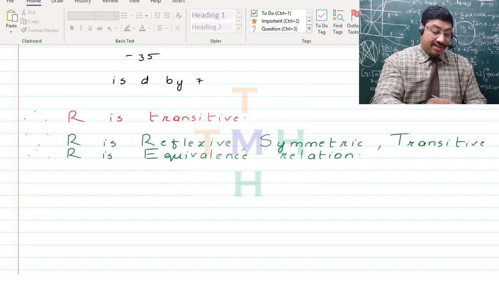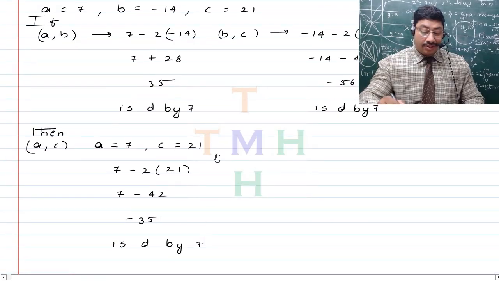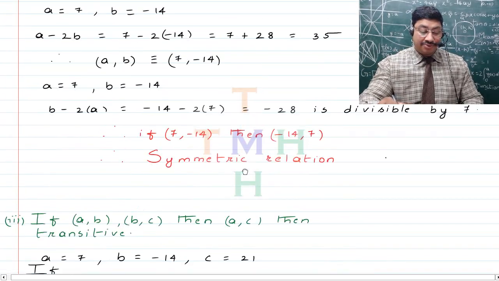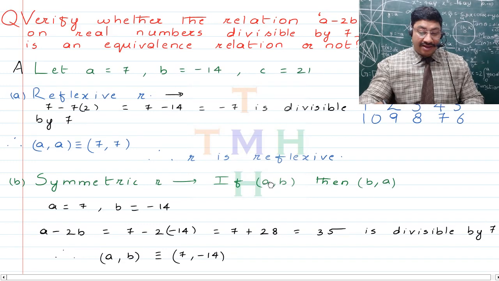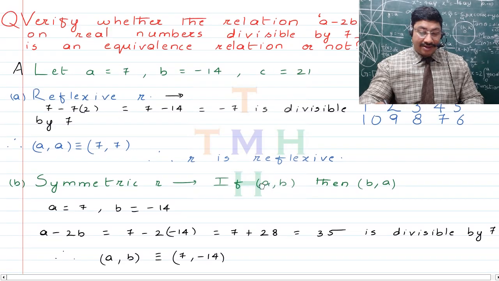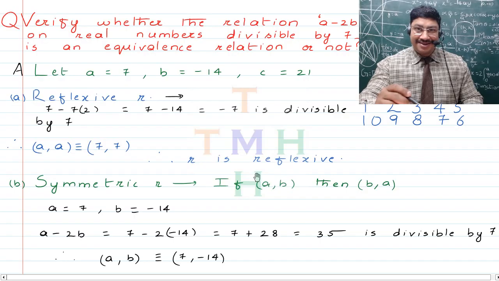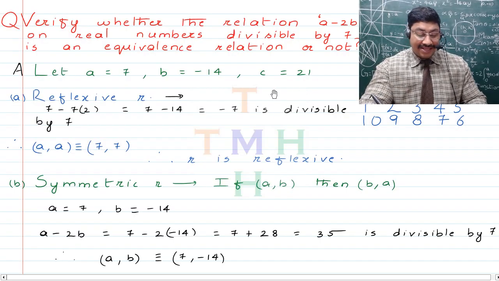Okay, so children, I'll just quickly discuss this all over. This was a long sum, and I'm sure you must have been intrigued a lot, but even then, I think the solution is clear, right? But I'll just discuss again so that if there are a few doubts, they're all cleared. So in the question, children, you've been given to verify whether the relation a minus 2b on real numbers being divisible by 7 is an equivalence relation or not.